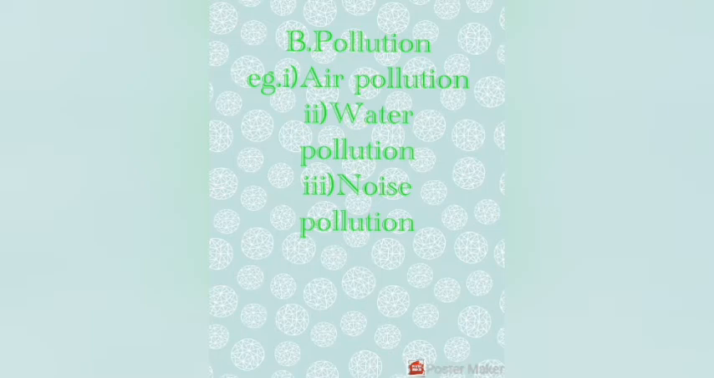Pollution. We have three examples under pollution: air pollution, water pollution, and noise pollution. Air pollution is considered to be a major environmental problem in urban and rural areas, causing respiratory and other problems which result in serious illness and death. The sources of air pollution include emissions from industries and vehicles, as well as the burning of wood and coal for domestic use.